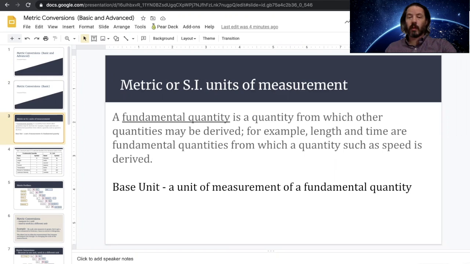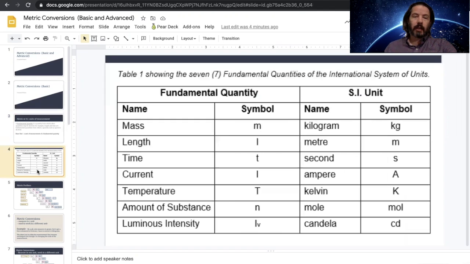In the metric system, we have a base unit, which is the unit of measurement used to measure a fundamental quantity. And these are decided by a body of scientists that basically come together and decide what actually equates to the measurement of a kilogram, or the unit of length, which is the meter. What distance actually is that? We'll talk about that more in a second. But here is a list of the 7 fundamental quantities from which all other quantities are derived.